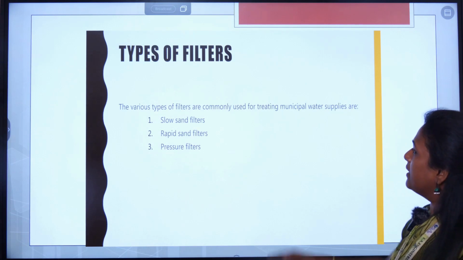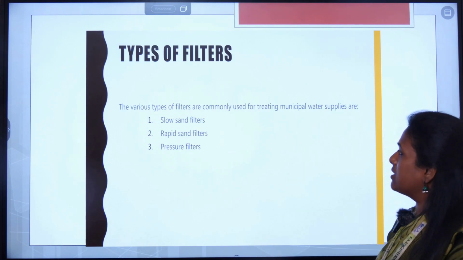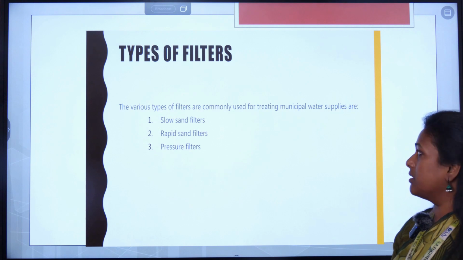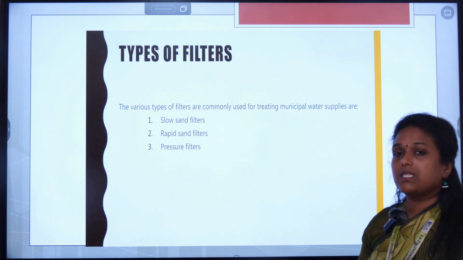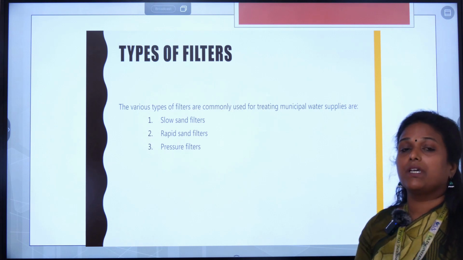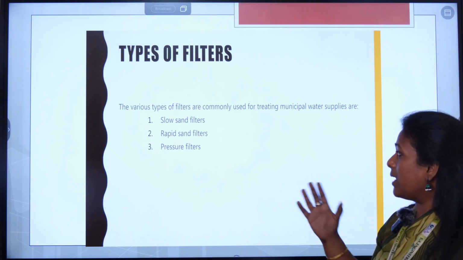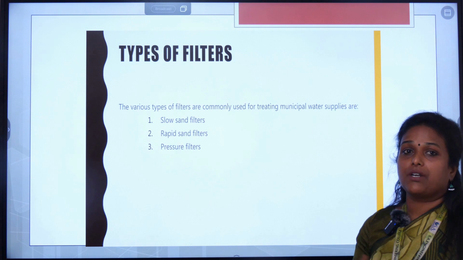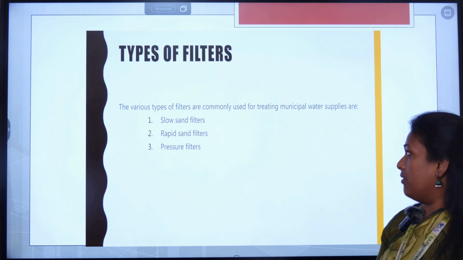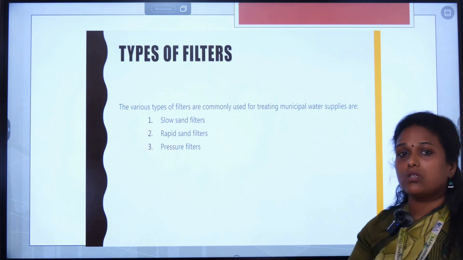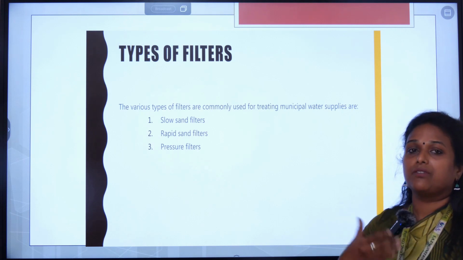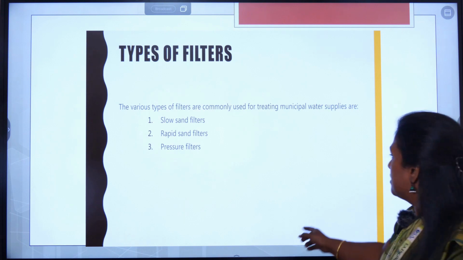In filters we have three types: slow sand filter, rapid sand filter and pressure filters. Slow sand and rapid sand filters are classified based on the rate of filtration. Rapid sand filters have a filtration rate of about 3000 to 6000 liters per square meter per hour. A pressure filter is a closed one, where we apply pressure and the filtration process takes place.